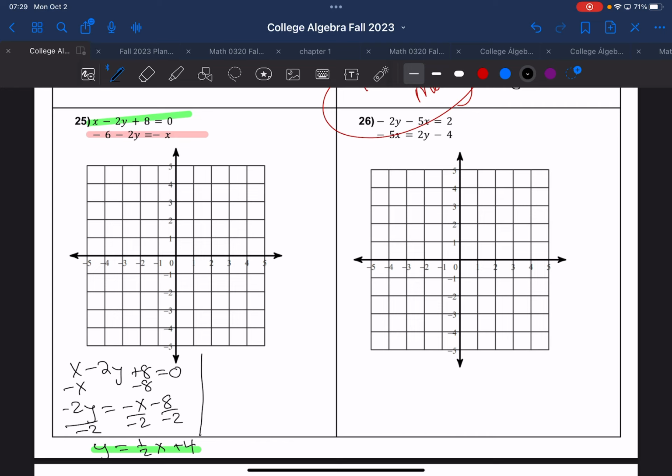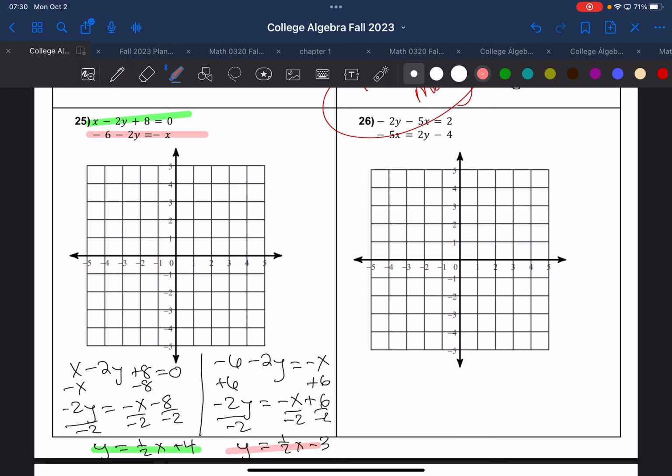Then I have the equation negative 6 minus 2y equals negative x. And I have to do the same. I have to get y by itself. So what would I do first? Add 6. So I get negative 2y is equal to negative x plus 6. And then what would be my last step? Divide by negative 2. So y is equal to 1/2 x minus 3.